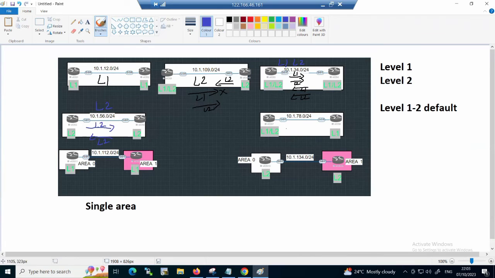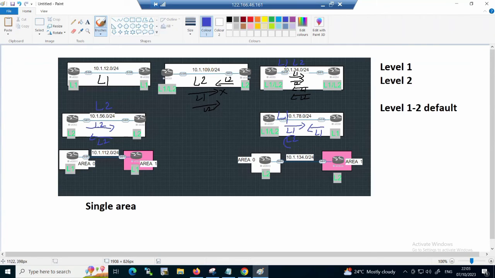If you see over here, it's a label 1 and label 2 router. It's a label 1 router. So he will send the label 1 hello packet and the label 2 hello packet. But this router will only send the label 1 hello packet. So when this router is sending a label 1 hello packet to router 7, what happens? He can only understand label 1. He will reject the label 2 and form the neighborship with label 1.